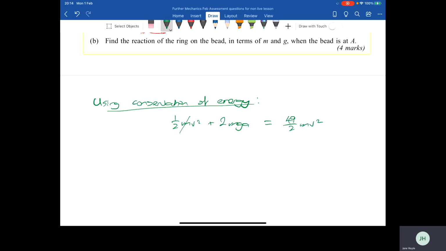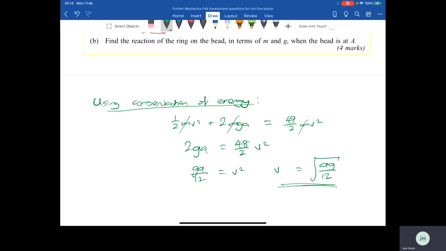The m's go, m's always go. Just subtract, let's just do it right. 2ga on the left, 49 over 2 minus a half is 48 over 2 v squared. And this pops out very nicely. I want v squared, don't I? So 48 over 2 is 24, 1 over 24 is 12, so ag over 12 is v squared. Sorry, v is the square root of ag over 12.